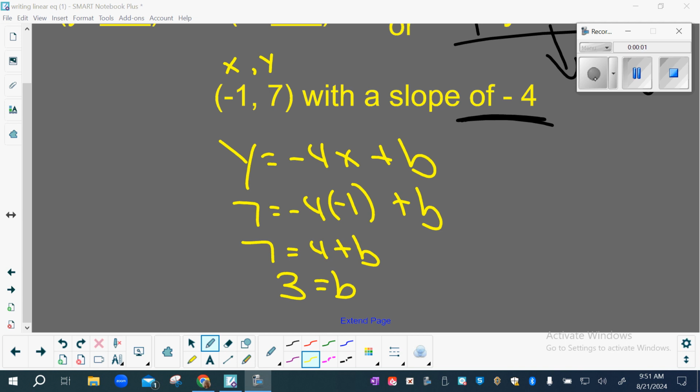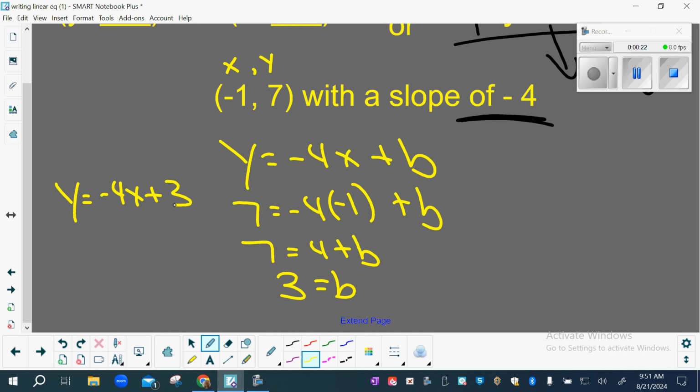Okay. If you wrote this, y equals negative 4x plus 3, you are awesome. But let me throw you one more point. Could you please write that in standard form? From last Monday, standard form. Put it in standard form.